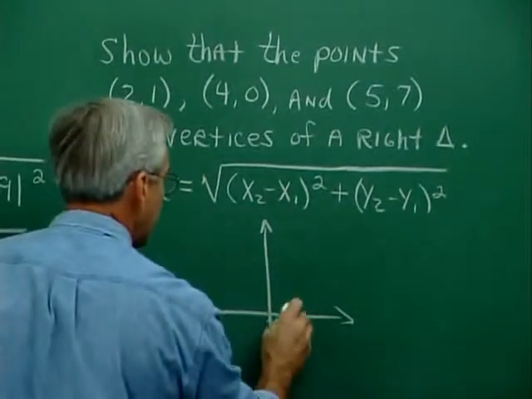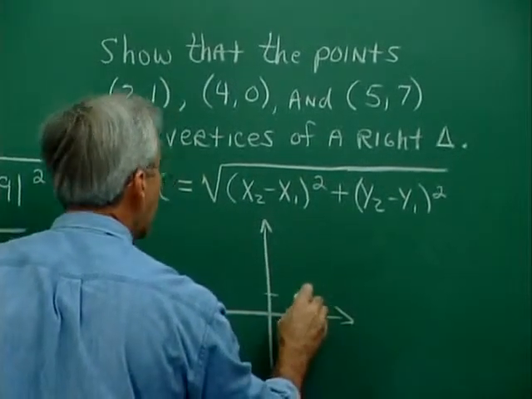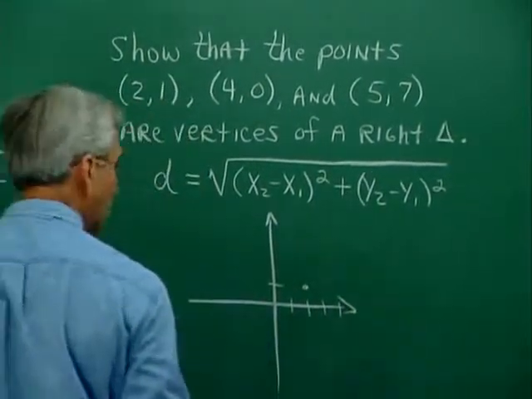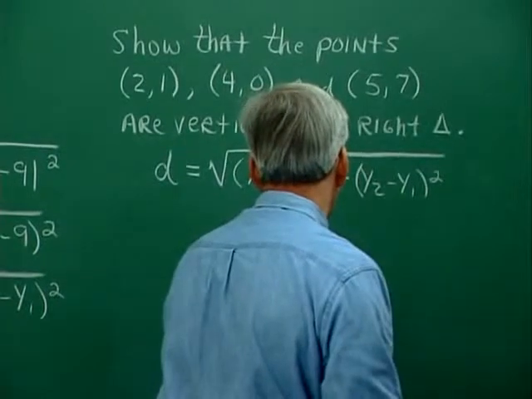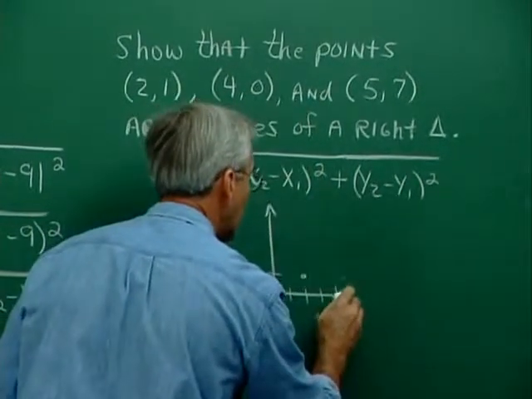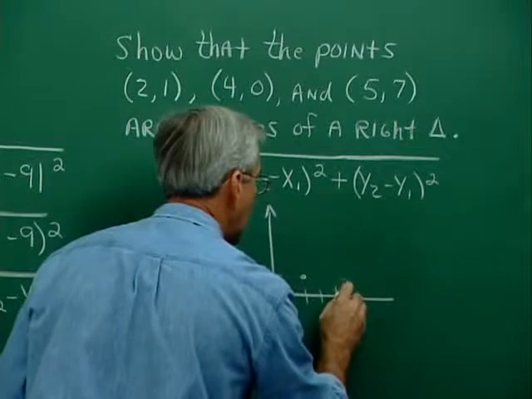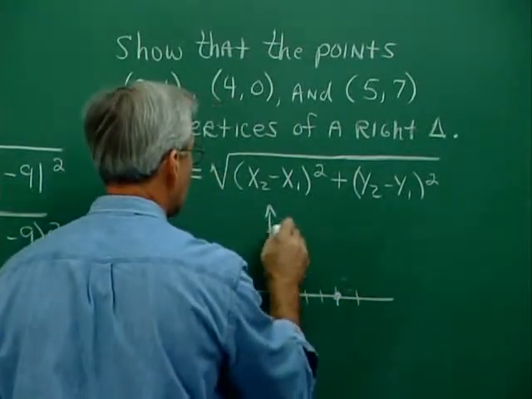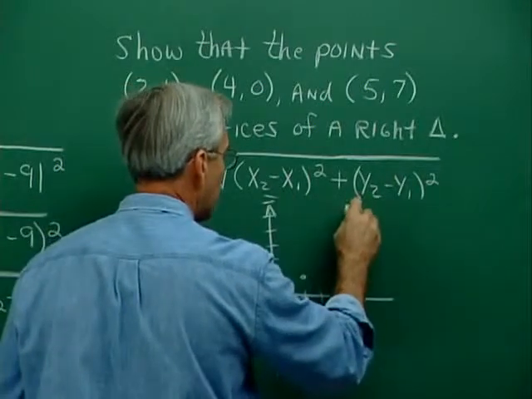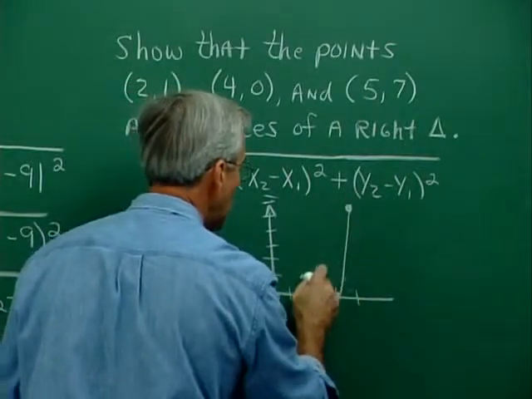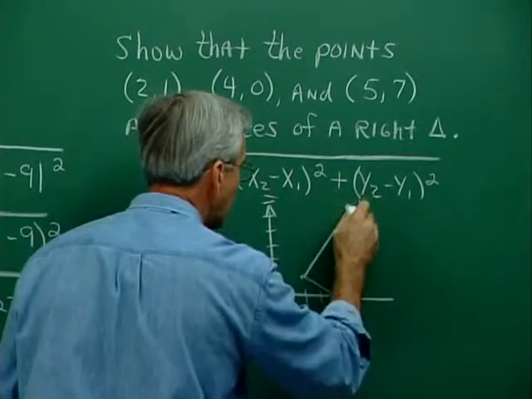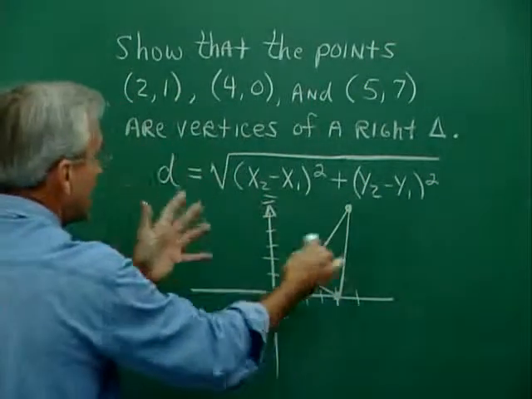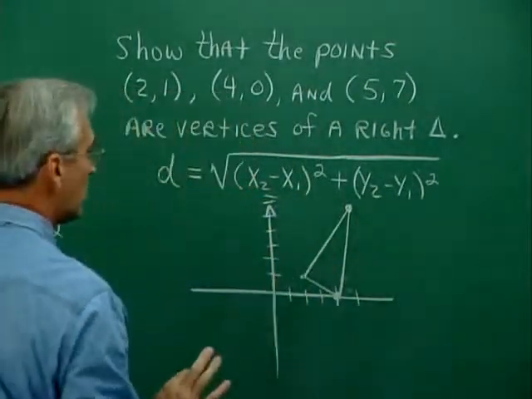We've got the point (2, 1) about right here. The point (4, 0), that's about right here. I didn't think about this a great deal before I started. Now, here's (4, 0), and then the point (5, 7), up somewhere in this neighborhood, let's say. Now, are these points the vertices of a right triangle? It almost looks like that may be a right angle. I sketched it roughly, so it might be. We just don't know.